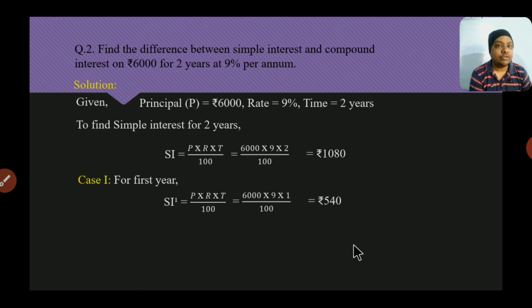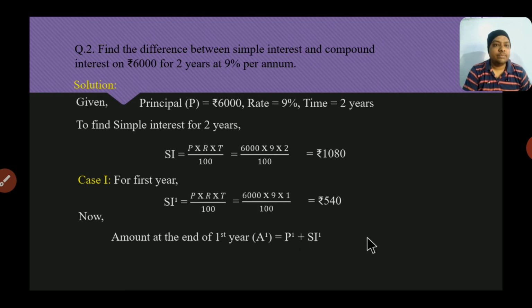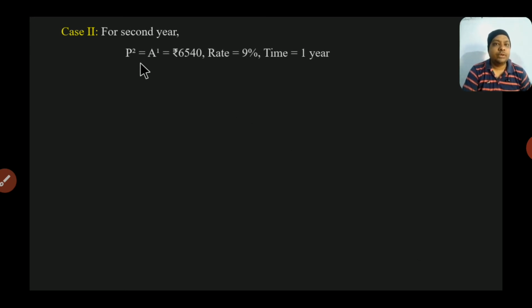Now amount at the end of the first year. P1 plus S1. So 6,000 plus 540, it means 6,540. That is the amount here, at the end of first year, and it will be the principal for the second year. So principal for the second year will be the amount of the first year, 6,540 at 9%, and again the next year, 1 more year. So we can say here like this.